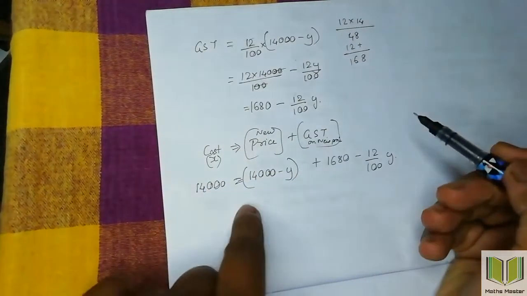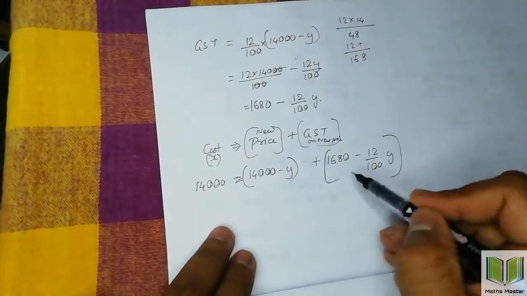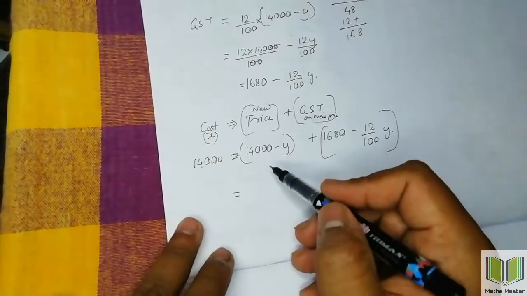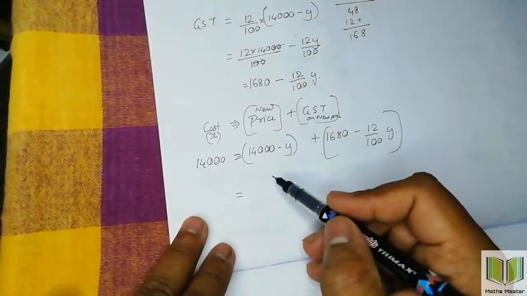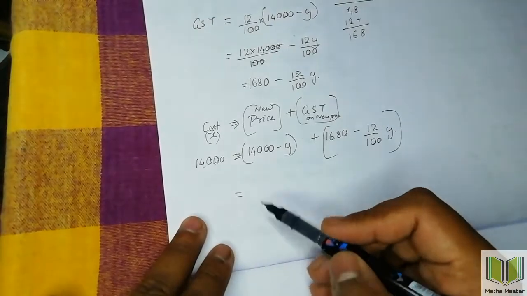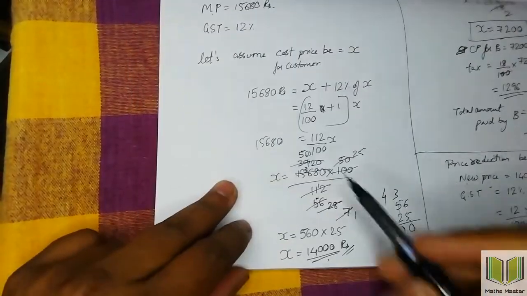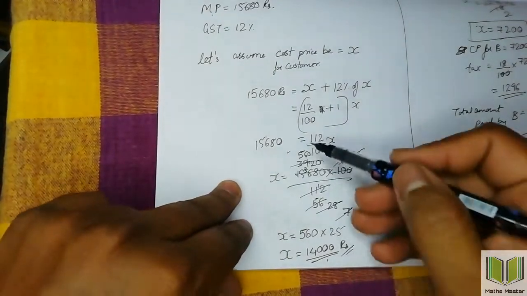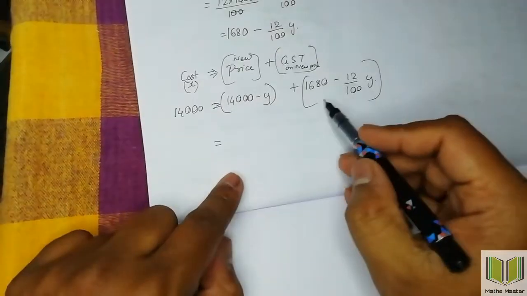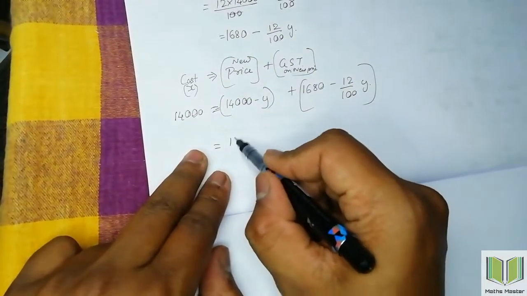So we have both the things, and we have substituted here and here. When I do this part, I should be getting my Y value, the amount of the reduction. Most of the people will go like 15,680 and 14,000, so 1,680 rupees is the difference, is what they'll go. But now 1,680 is a part of it.